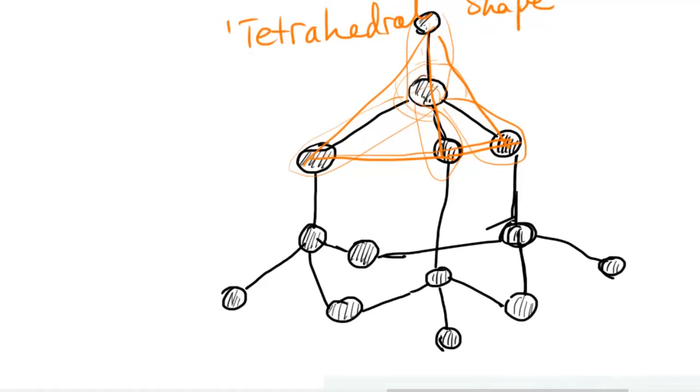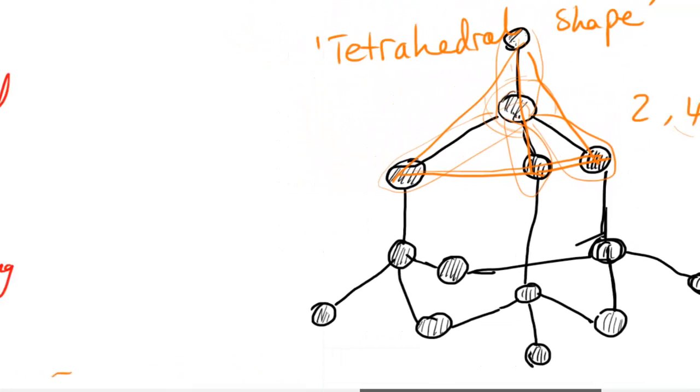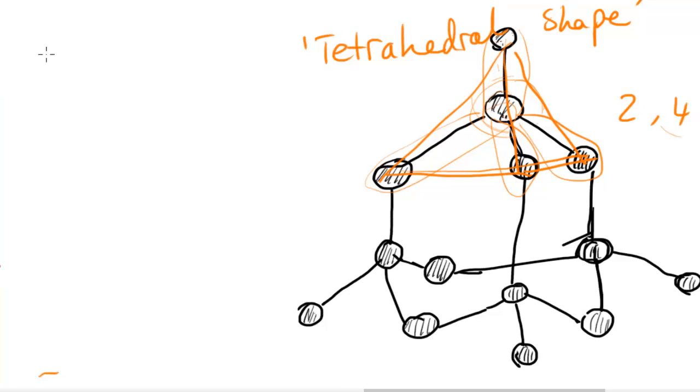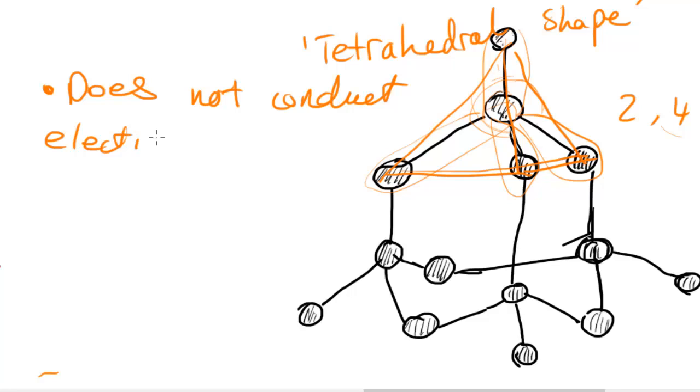Now, because of the fact that we've got these strong covalent bonds, and if we look at the electronic structure of carbon 2, 4, all four of these outer electrons of carbon are occupied. They're basically bonded to these other carbon atoms, so none of them are free to move. And because none of them are free to move, one of the properties of diamond is that it does not conduct electricity, because the electrons are tightly bound in these localized covalent bonds.